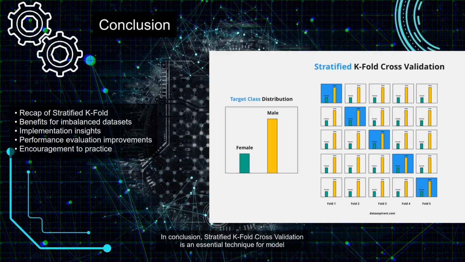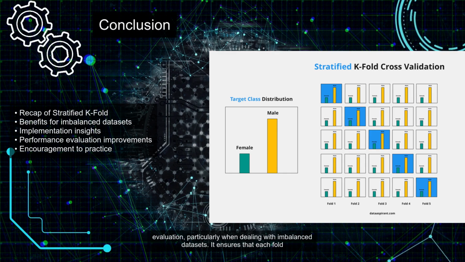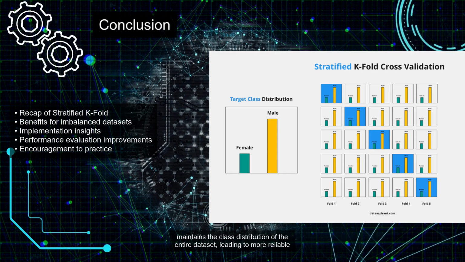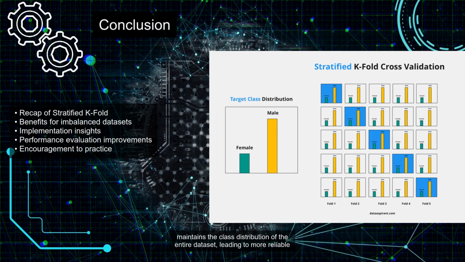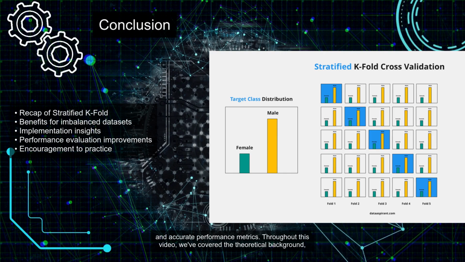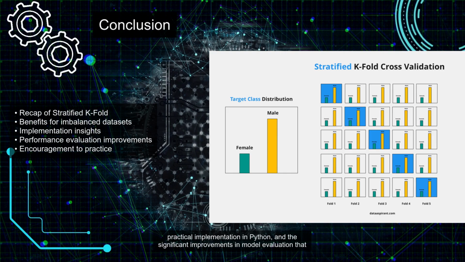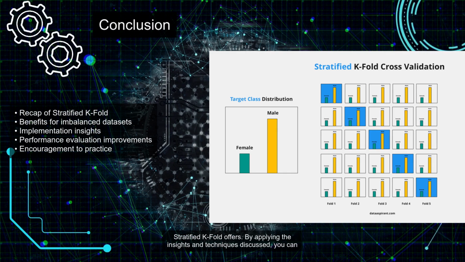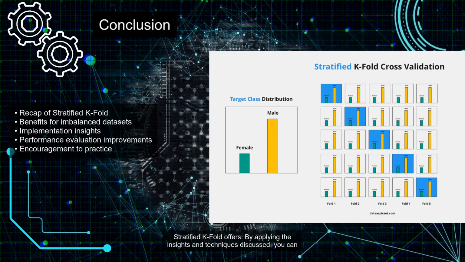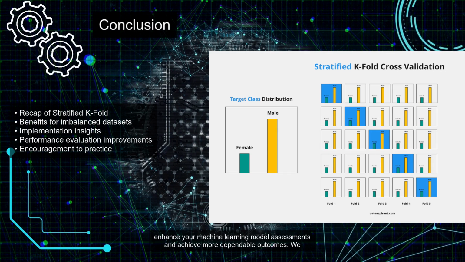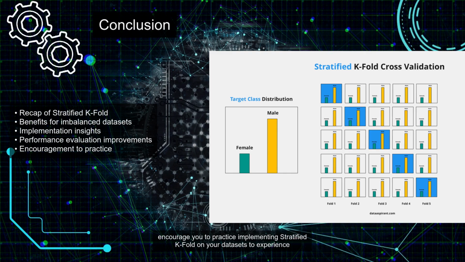In conclusion, Stratified K-Fold Cross Validation is an essential technique for model evaluation, particularly when dealing with imbalanced datasets. It ensures that each fold maintains the class distribution of the entire dataset, leading to more reliable and accurate performance metrics. Throughout this video, we've covered the theoretical background, practical implementation in Python, and the significant improvements in model evaluation that Stratified K-Fold offers. By applying the insights and techniques discussed, you can enhance your machine learning model assessments and achieve more dependable outcomes.